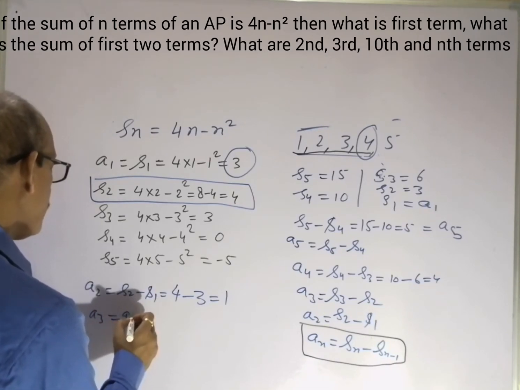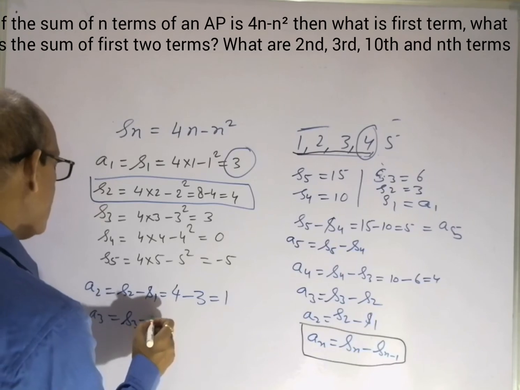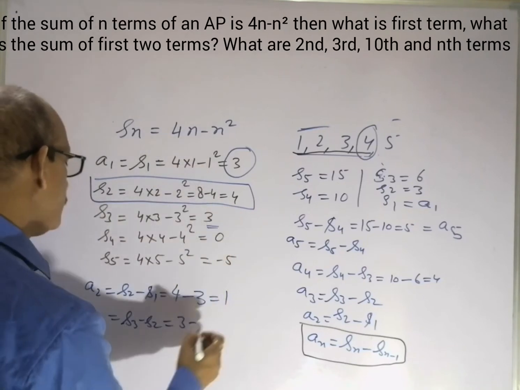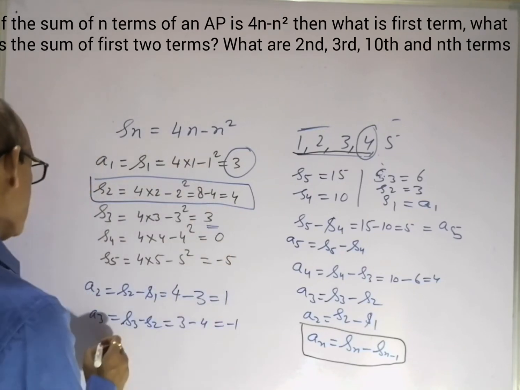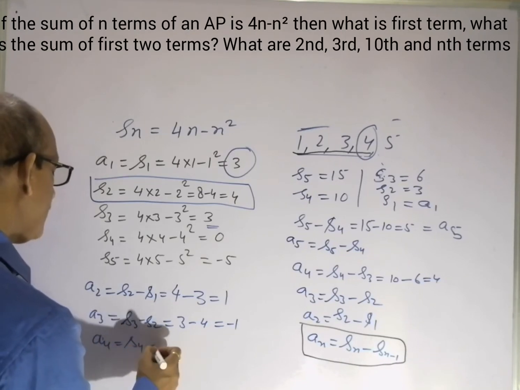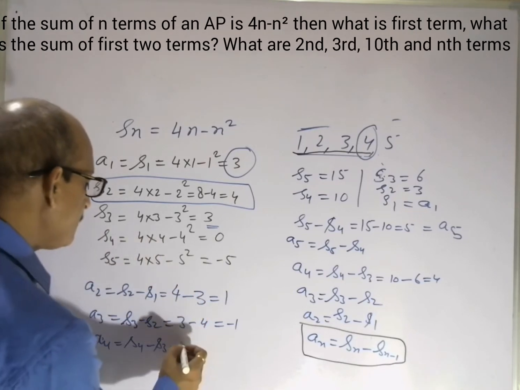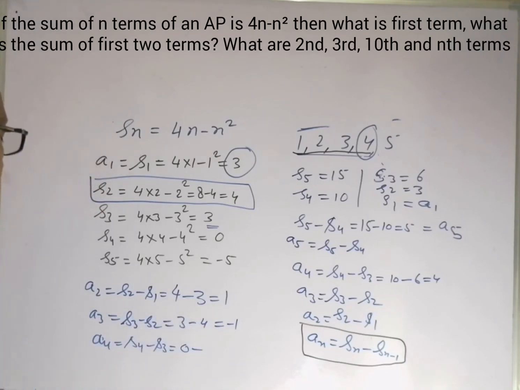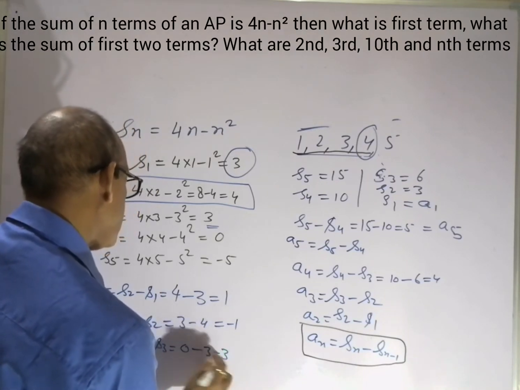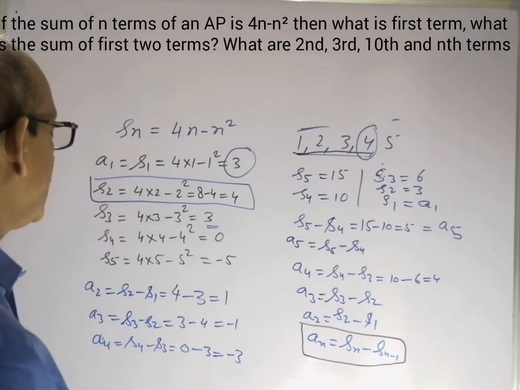A3 is S3 minus S2. What is S3? 3 minus S2, 4. So it is coming to be minus 1. A4, A4 will be what? S4 minus S3. What is A4? A4 is calculated to be 0 minus S3. S3 is calculated as 3. So it is minus 3. In this way we are going to get an AP.